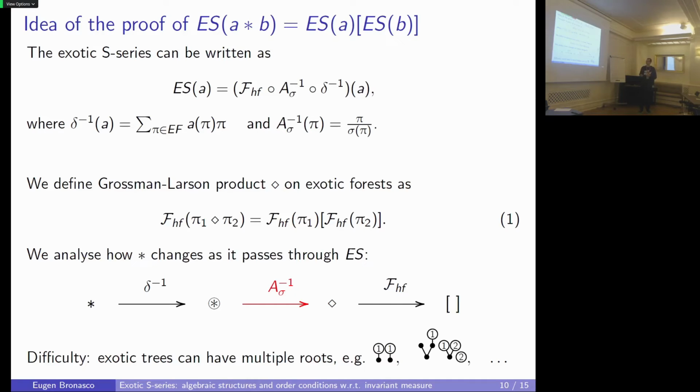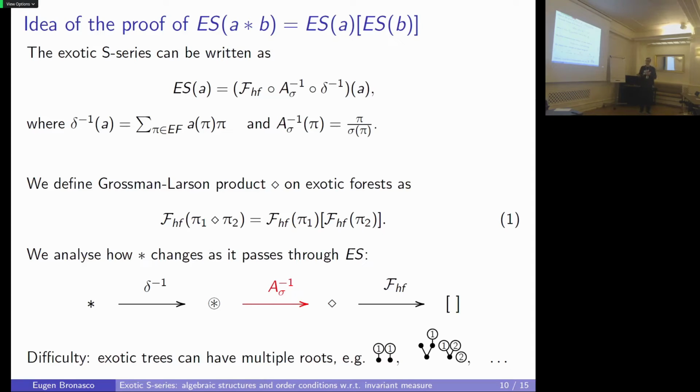So delta minus 1 sends the convolution product to the product which is dual to the Connes-Kreimer coproduct. This comes from the definition of the convolution product in the delta minus 1. Then A sigma minus 1 takes the product dual to the Connes-Kreimer coproduct and sends it to the Grossman-Larsen product. And then the Grossman-Larsen product gets sent to the product which is the composition of differential operators, by a property of the Grossman-Larsen product, or of F. And this finishes the proof of the statement.